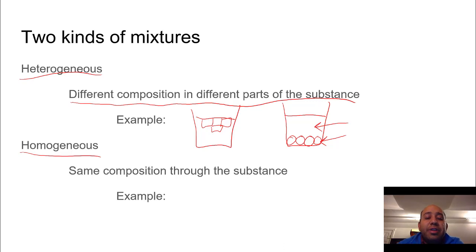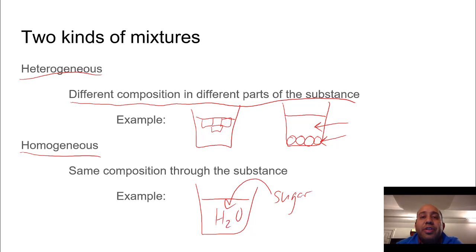And in a homogeneous mixture, the composition is the same throughout. So for example, if you were to put sugar in water, and you were to stir it up, right, the sugar would dissolve, and it would be the same all the way through. That would be an example of a homogeneous mixture.